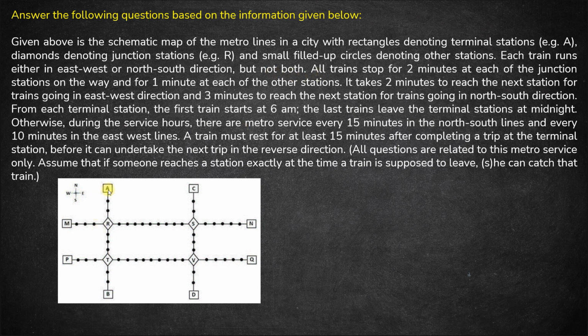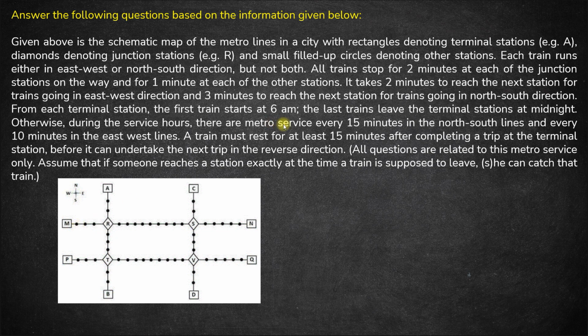Fine. So this means that a train starting from A can only go to B, or starting from B can only go to A. It cannot go to any other terminal station. Similarly, a train starting from M will go to N, or a train starting from N will go to M only and not any other stations.